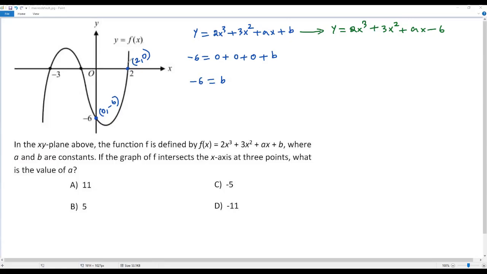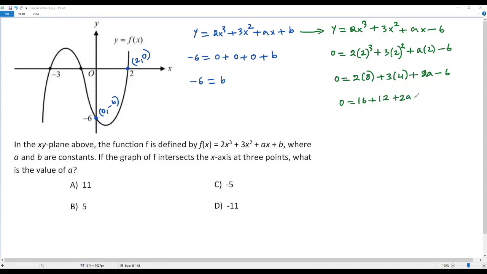Okay, now I can plug in the point (2, 0) into the equation and get the value of a. That is, we plug in the x coordinate 2 for x and the y coordinate 0 for y. Then we get 0 equals 2 times 2 to the third power plus 3 times 2 to the second power plus a times 2 minus 6. Okay, 0 equals 2 times the value of 2 to the third power, which is 8, plus 3 times the value of 2 to the second power, which is 4. A times 2 can be written as 2a, minus 6. Okay, 0 equals 2 times 8 is 16, plus 3 times 4 is 12, plus 2a, minus 6.